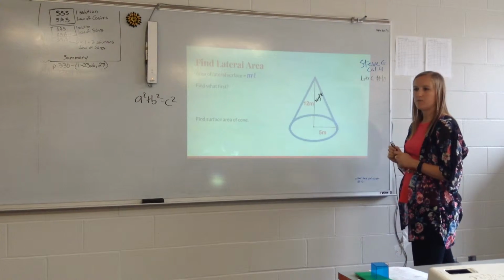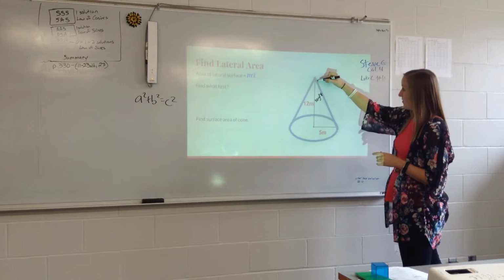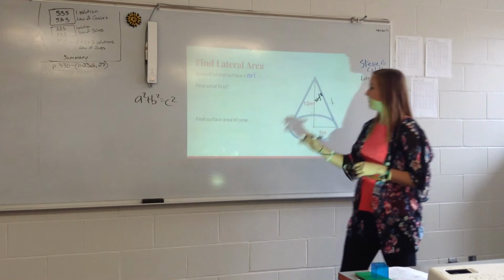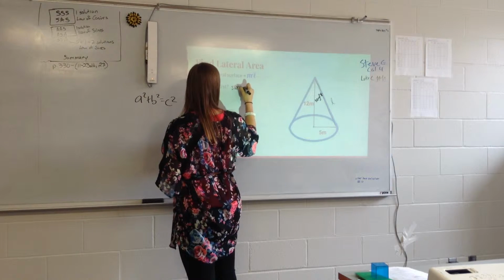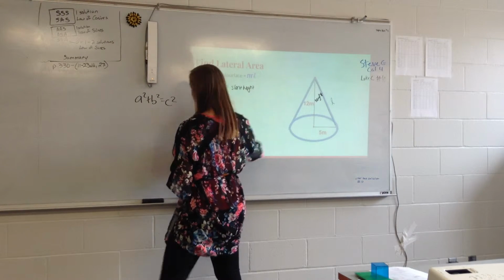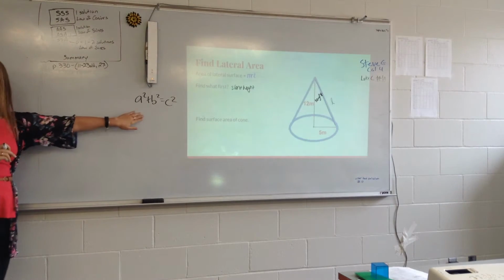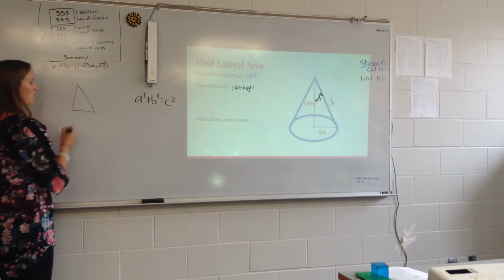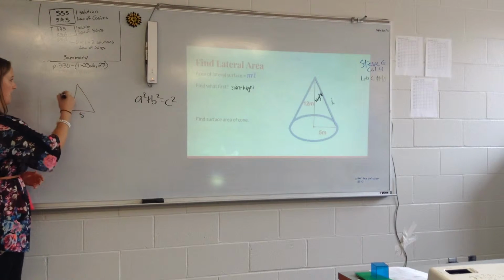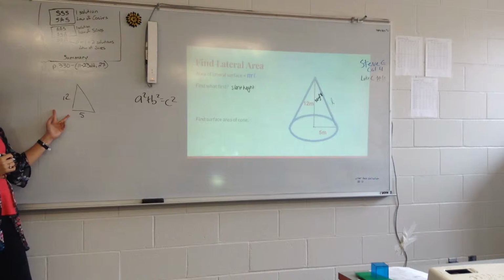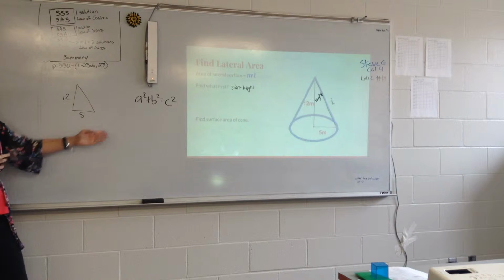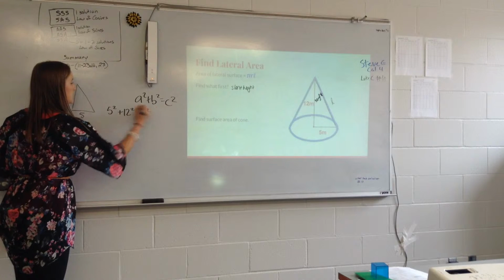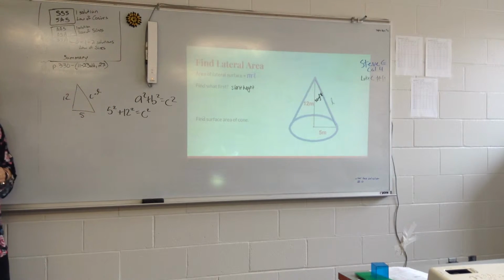What do we need to find though? Our slant height, right? We need to find this, or L. And how did we say we found that? Pythagorean theorem. So here's our triangle. We have our base is 5 and our height is 12. So 5 squared plus 12 squared equals c squared, which is really our L, our slant height.